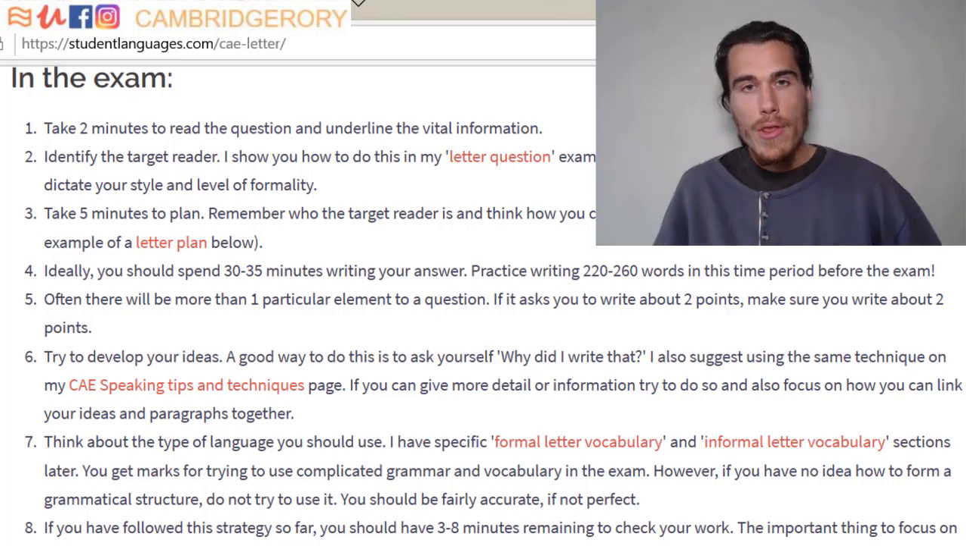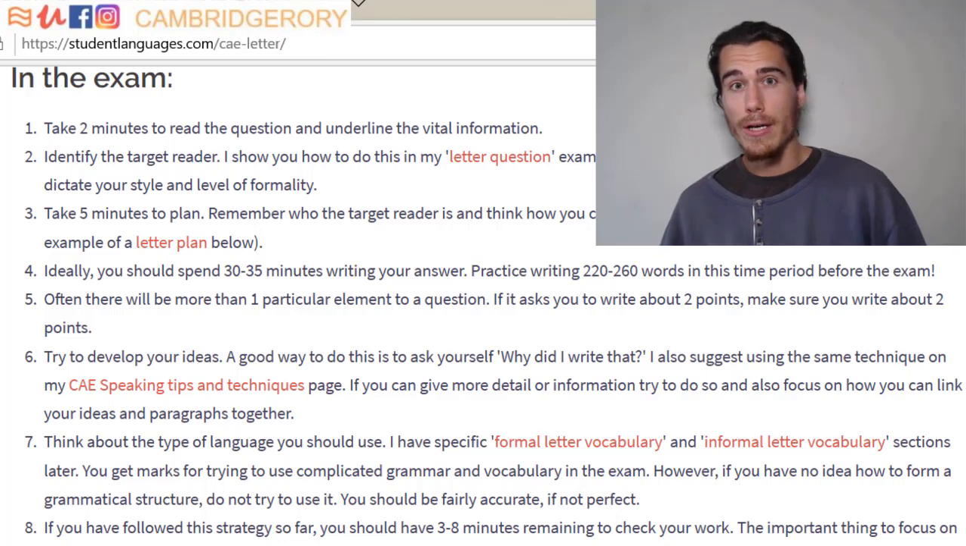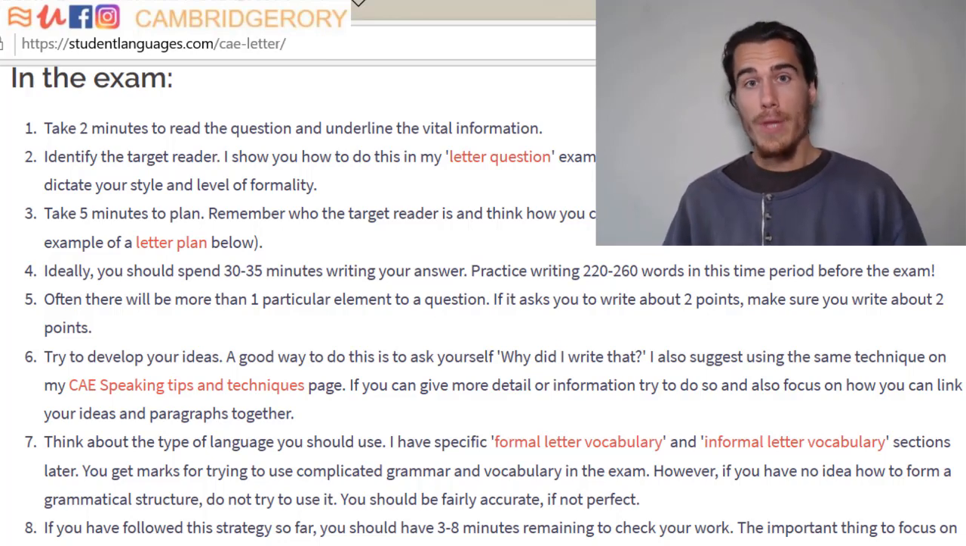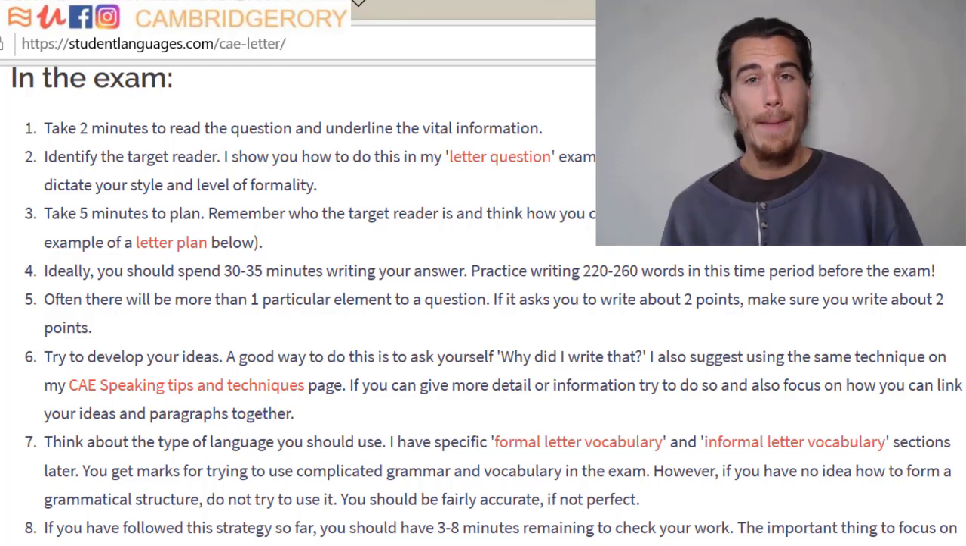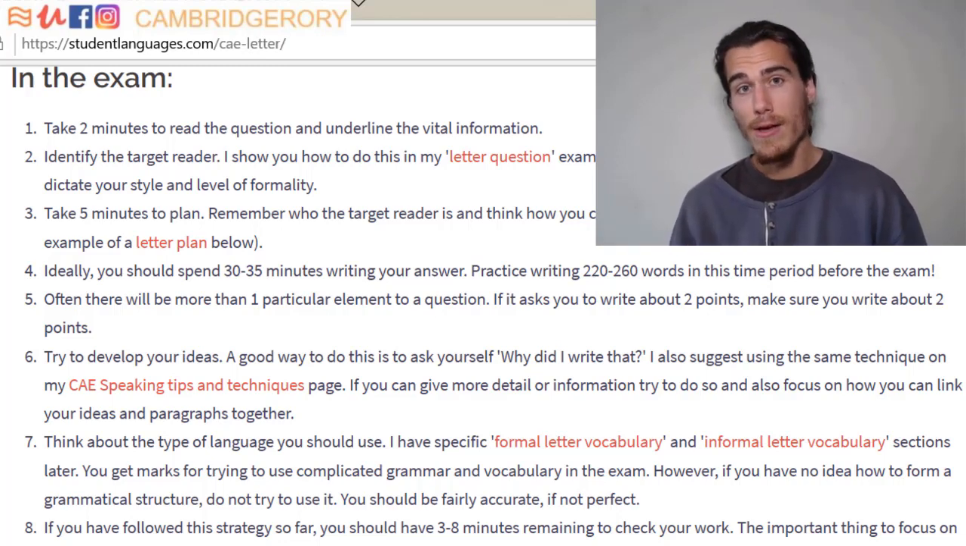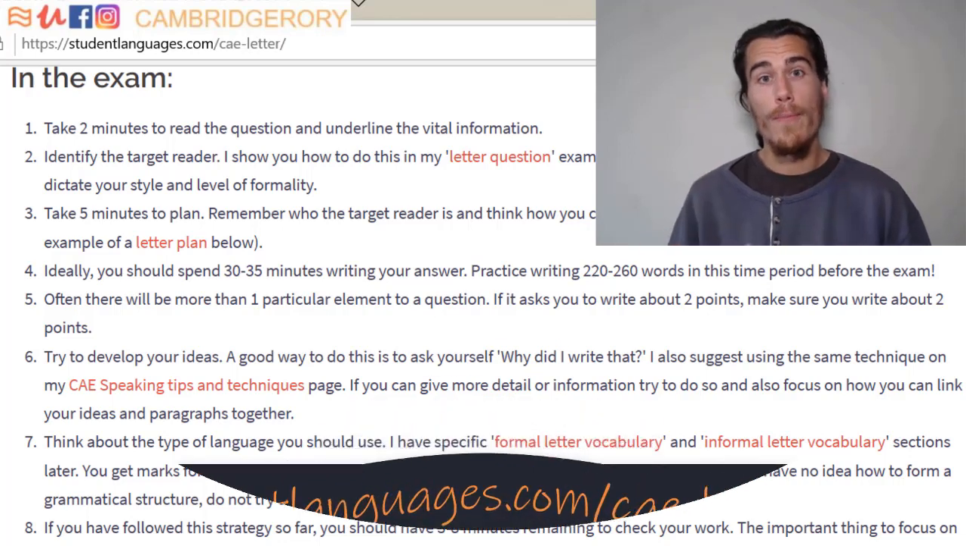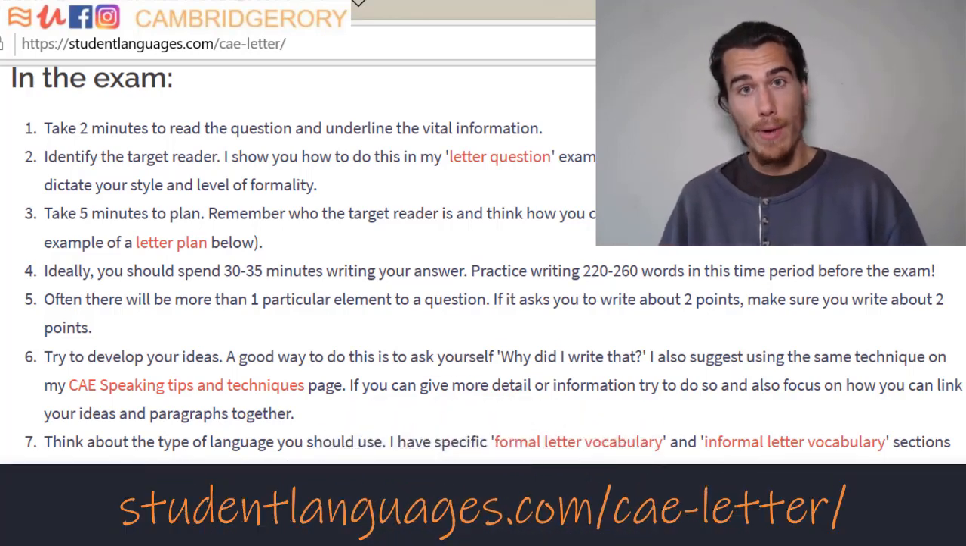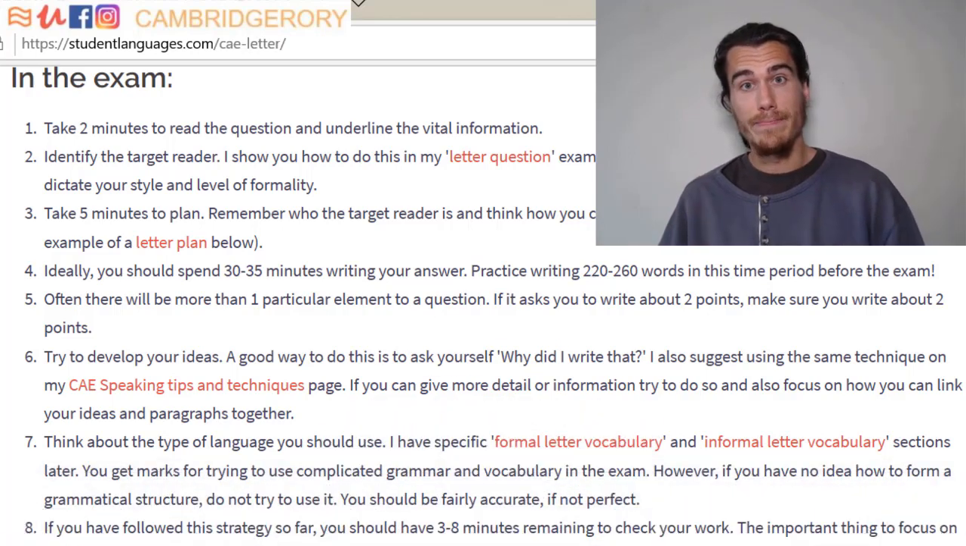Tip number 7, think about the type of language you need to use depending on who the target reader is and what the question is asking you to do. Again, I have a CAE vocabulary section for letters, formal and informal, on my CAE letter page of my website. So go and check that out.